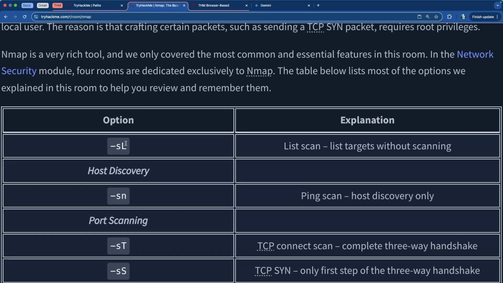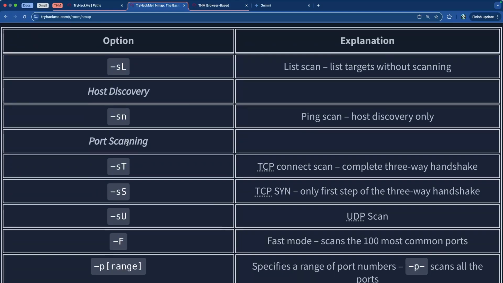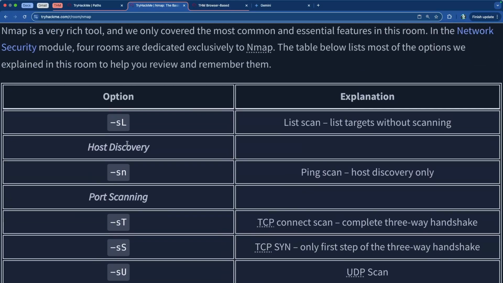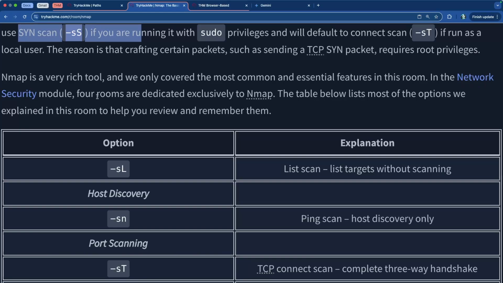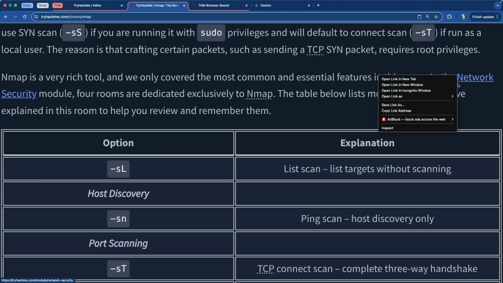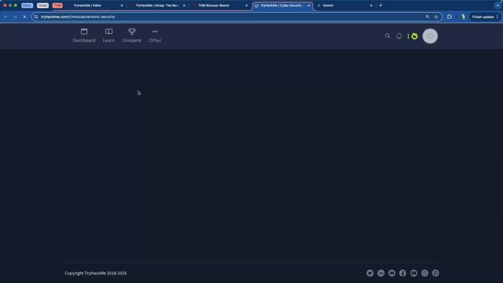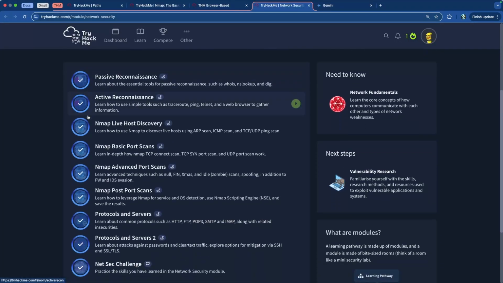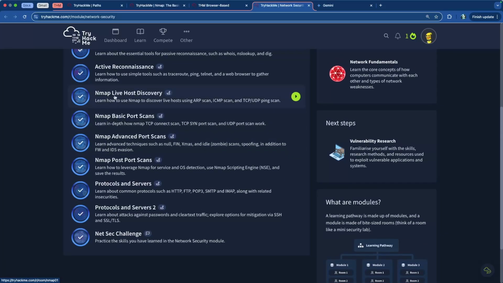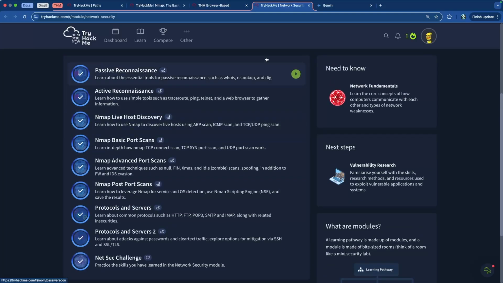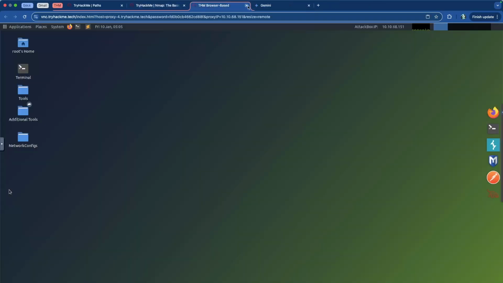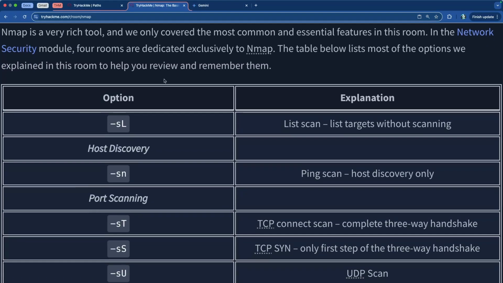These were just a few of the massive amounts of options that are available inside of Nmap. In the network security module that we did, there are 4 rooms connected exclusively to Nmap. It's not part of CySec101, it's a completely different series of videos that we did, but there are 4 rooms that were part of Nmap, and I have recorded all of those rooms. You can see all of these check marks over here: Nmap live host discovery, basic port scans, advanced port scans, and post port scanning. All of those videos are on this channel, and you can go find them to get more information about Nmap if you're curious how to use it.